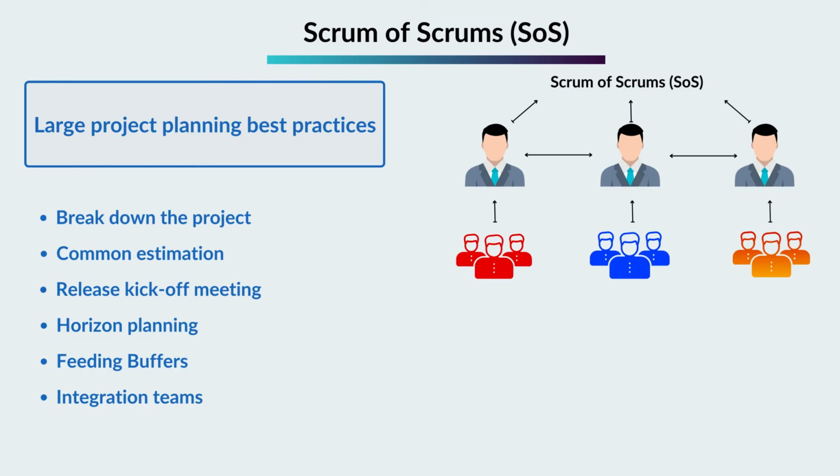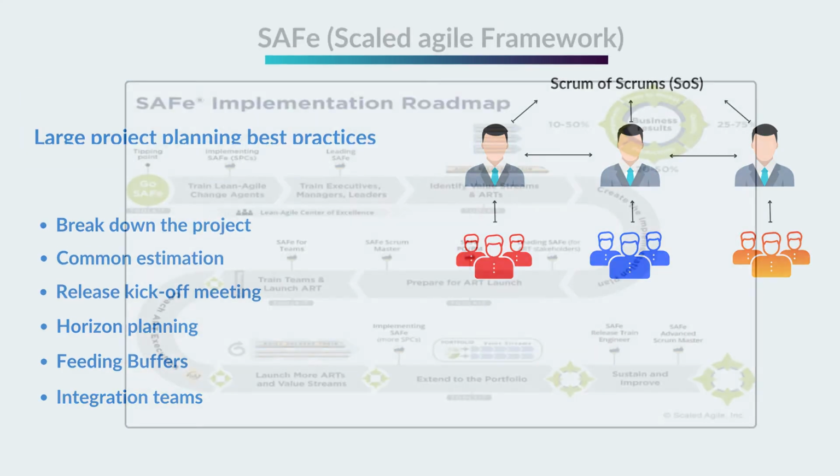Integration teams. In a large project, the integration team plays a critical role of ensuring that the sprints of multiple Scrum teams work together to create a functional product. This team is responsible for frequent integration, testing, and fixing bugs.